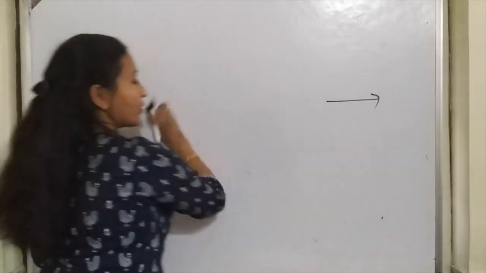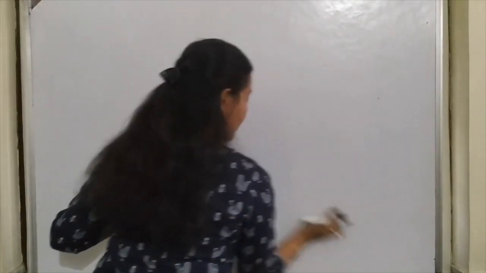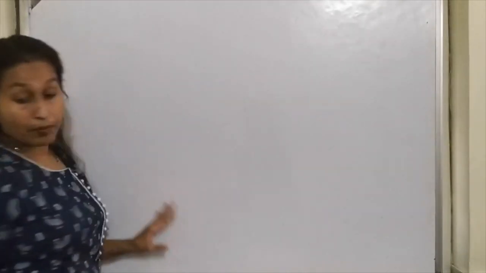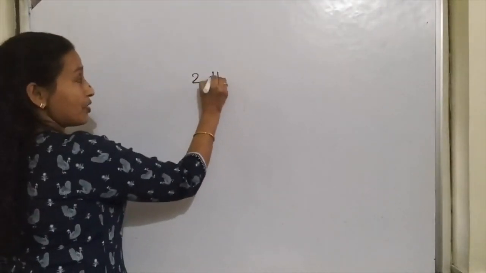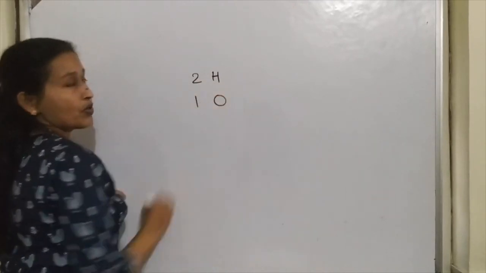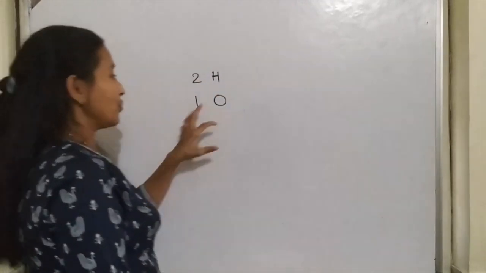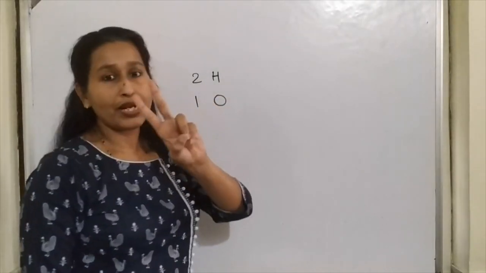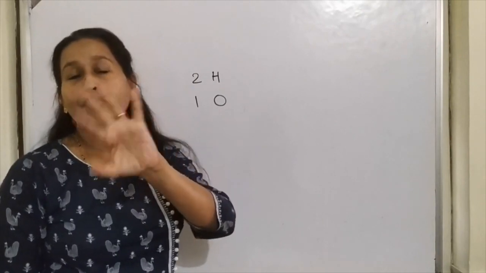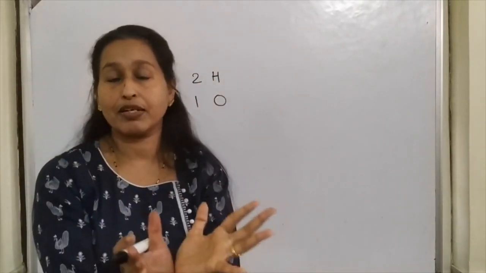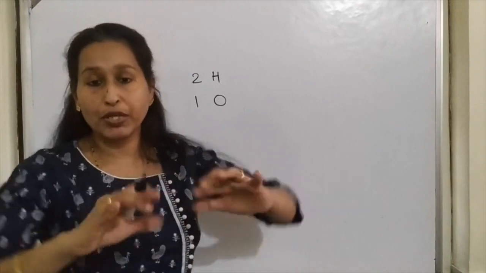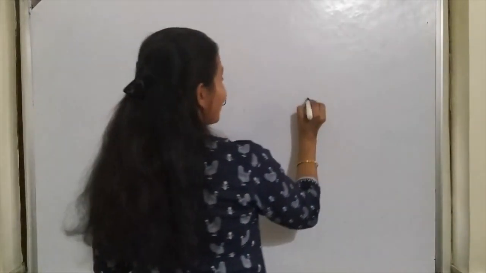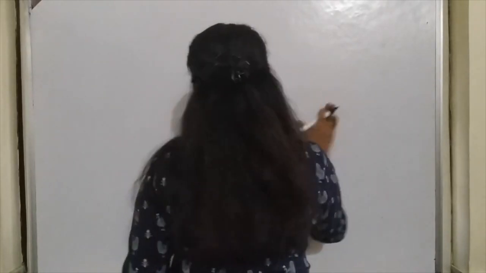One more compound we will write, that is the water molecule. How will water be formed? Water is made up of 2 atoms of hydrogen and 1 atom of oxygen. Oxygen needs 2 electrons, hydrogen needs 1 electron. So we'll keep oxygen in the center. It is the central atom because it is sharing with both the atoms.